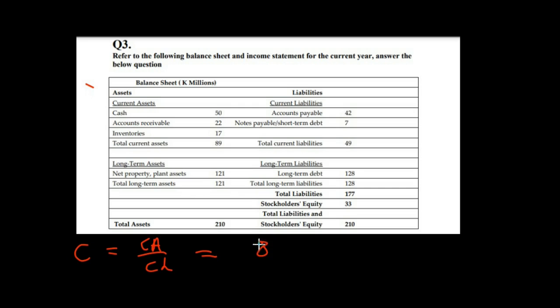That is the total current assets, divided by current liabilities. So what are the current liabilities? When we look at total current liabilities, you have total current assets 89, total current liabilities 49. So we're going to divide 89 by 49, and what you're going to get is your current ratio.